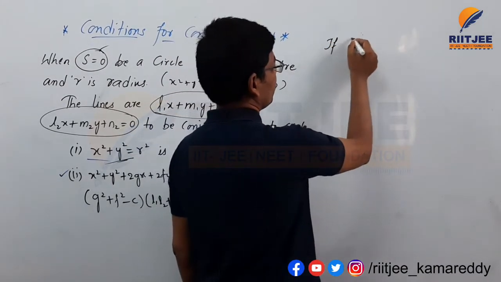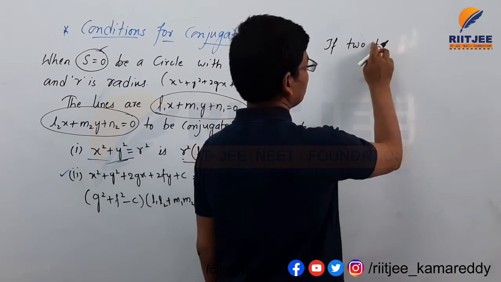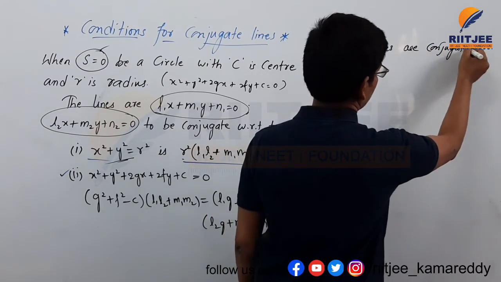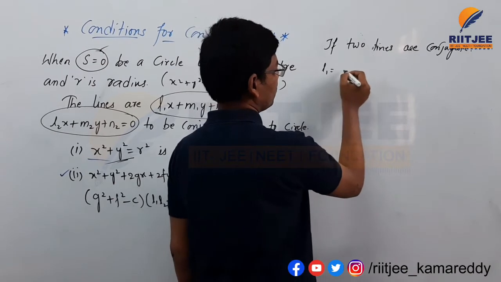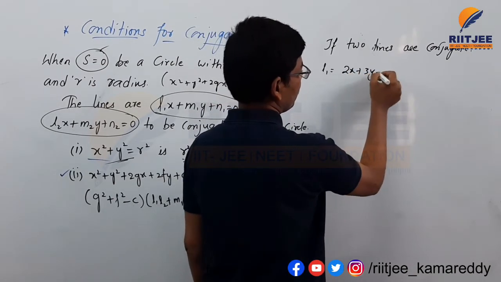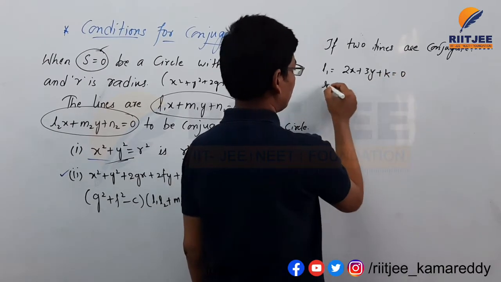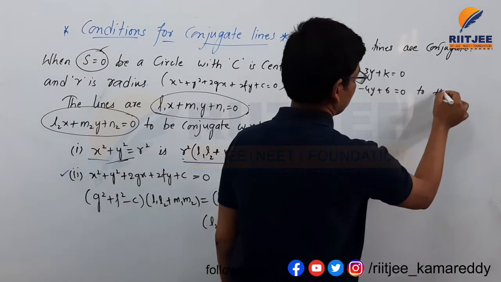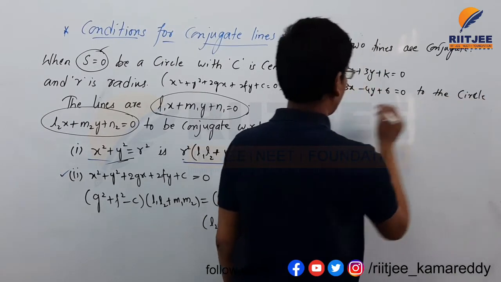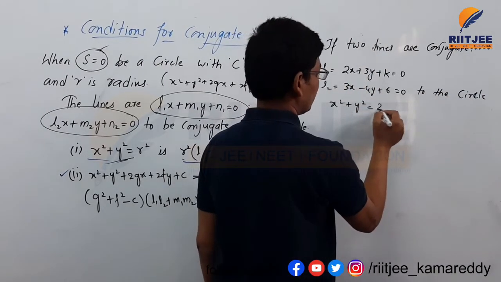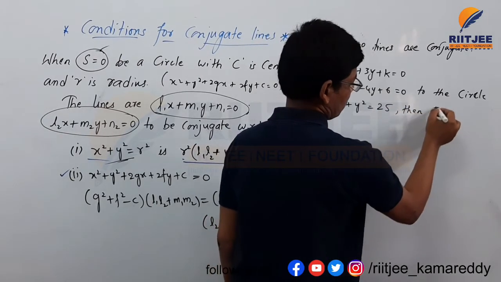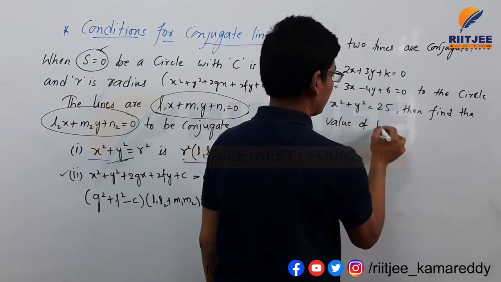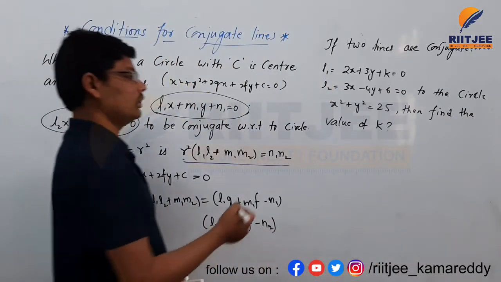If two lines are conjugate, L1 is 2x plus 3y plus k is equal to 0, and L2 is the line 3x minus 4y plus 6 is equal to 0, with respect to the circle x square plus y square is equal to 25. Then find the value of k.